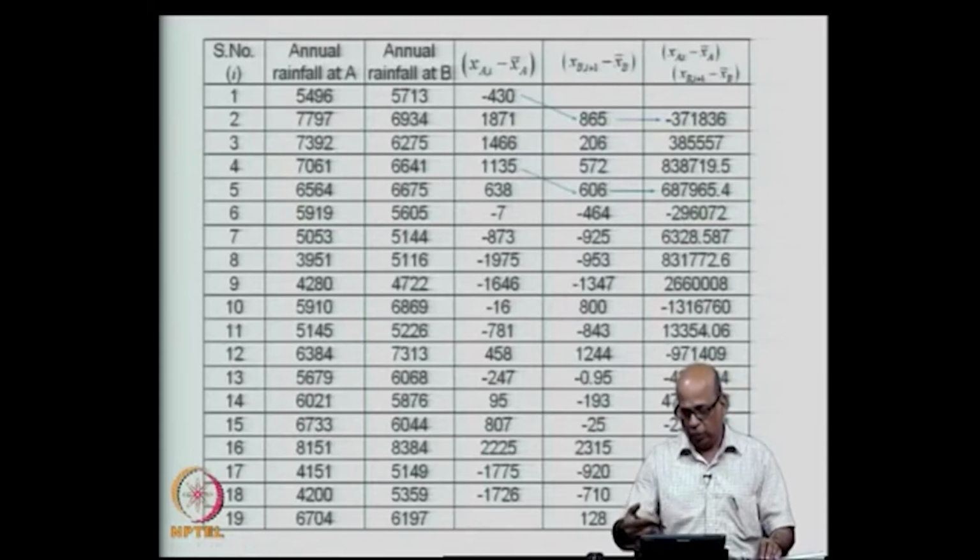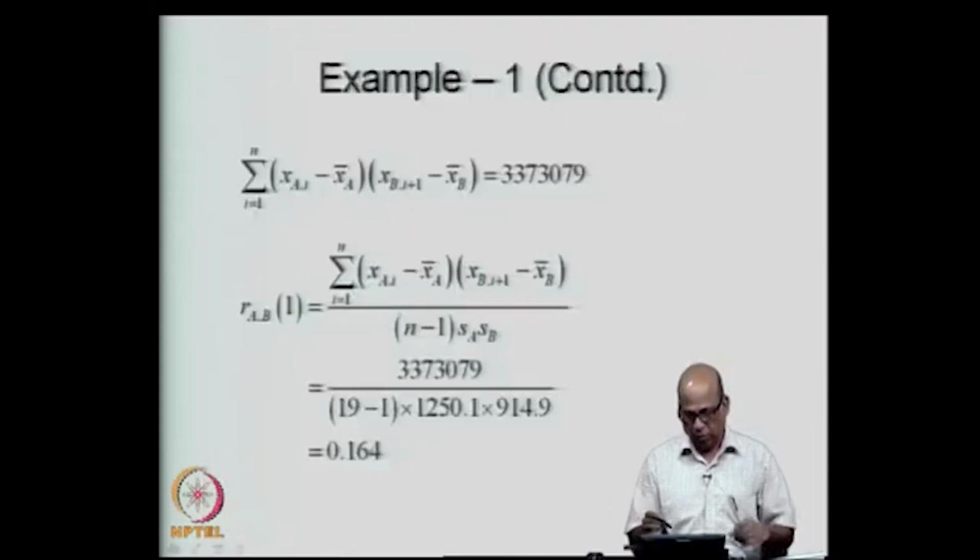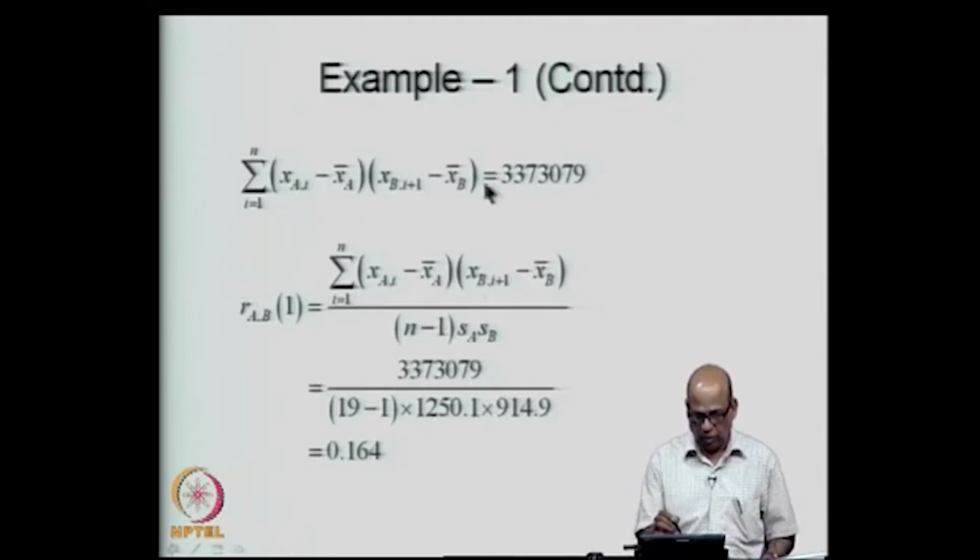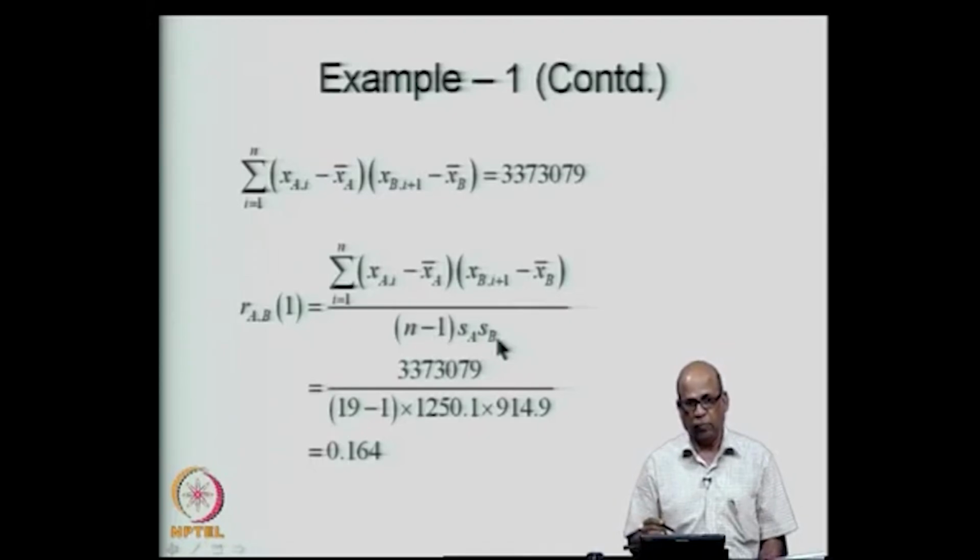So, this is how you tabulate and then obtain the sum of that, and that sum is here in this particular case 3373079 for lag 1, and then you use this formula, n minus 1, n is 19. And SA is the standard deviation at site A and standard deviation at site B, rainfall at site B, and then you get the lag 1 cross correlation as 0.164. So, this is how you get lag k cross correlations for varying k.